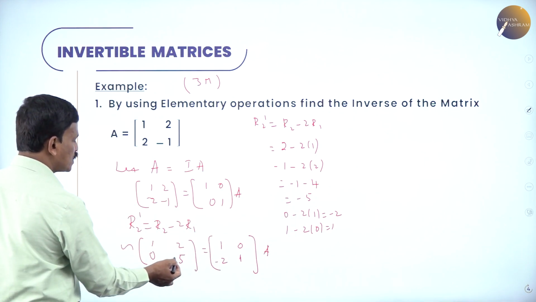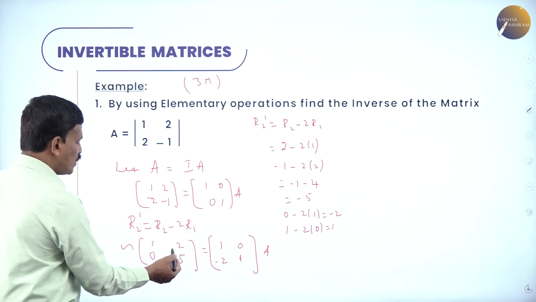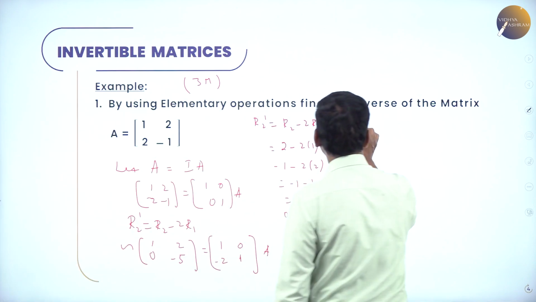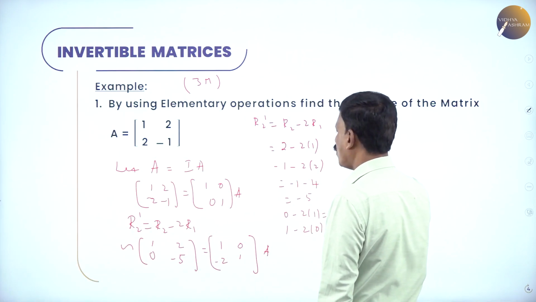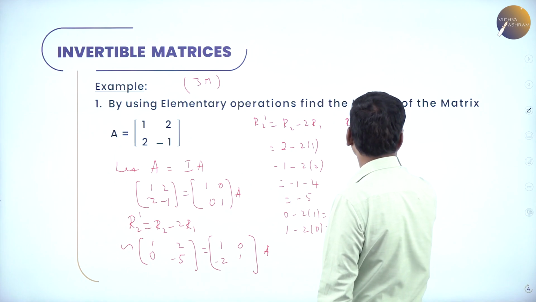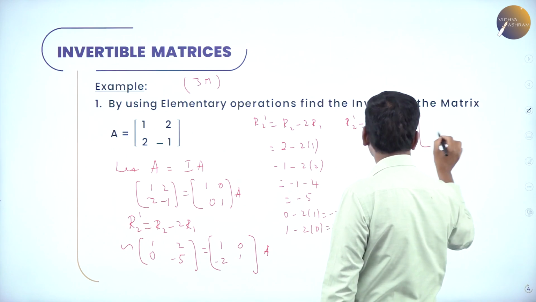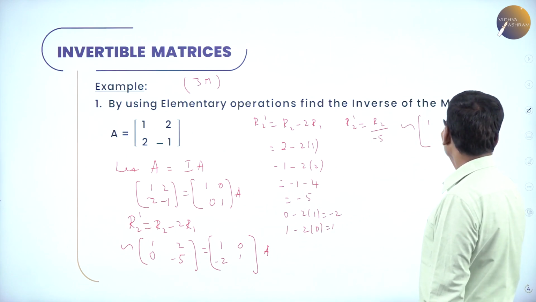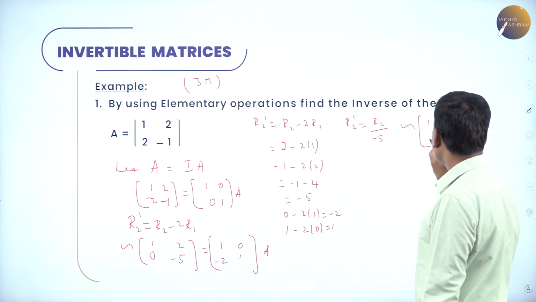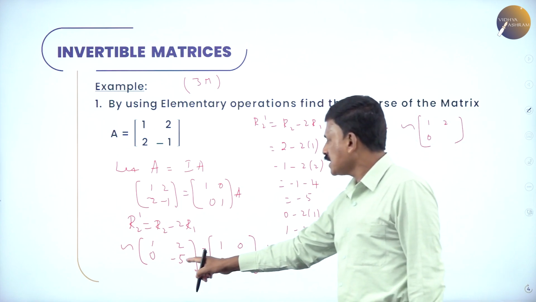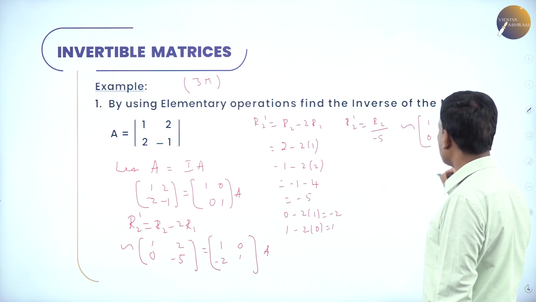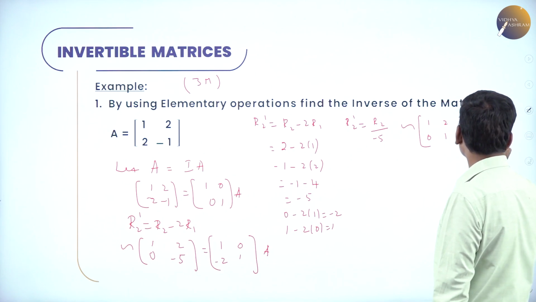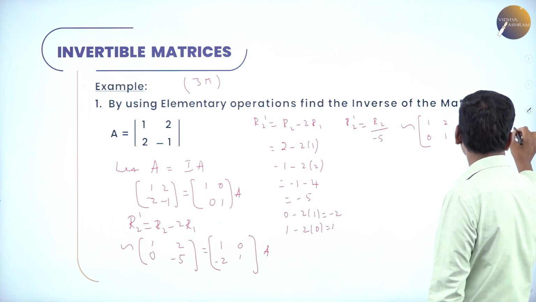Now the intention is to convert this to 1. For this, just divide R2 dash, that is R2 dash is equal to R2 divided by minus 5. So this becomes 1, 2 as it is. 0 divided by 5 is equal to 0. Minus 5 divided by minus 5 is plus 1. This is equal to 1, 2 as it is.